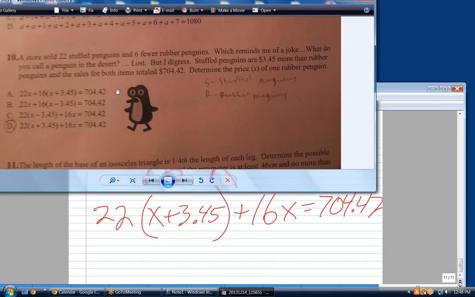Notice that the only thing confusing at all about this problem is that our variables were not S and R. They told us that there were 22 and 16 with that sentence right there. So there was nothing variable about it. The only variable was the price. So always pick your variable from the last sentence. Well, not always, but in general.